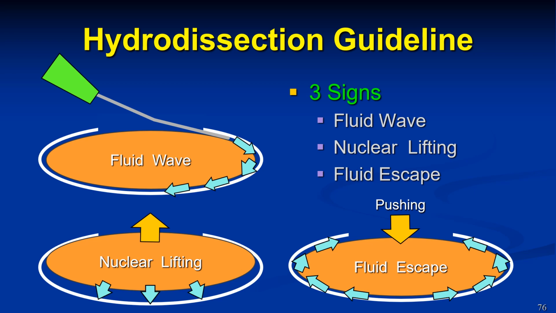The fluid wave sign occurs when the fluid wave front travels across the posterior capsule. After the fluid wave reaches the opposite side, we continue injecting a little more fluid. A small amount of fluid collected behind the nucleus will push the nucleus up, creating the nuclear lifting sign. Then we push the nucleus downward. The collected fluid will travel around the equator to the capsulorhexis margin, creating the fluid escape sign. The hydrodissection is completed when we see these 3 signs.